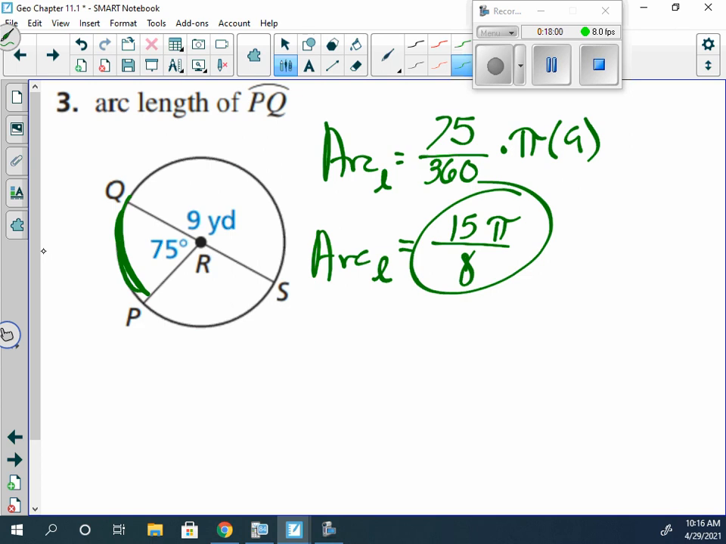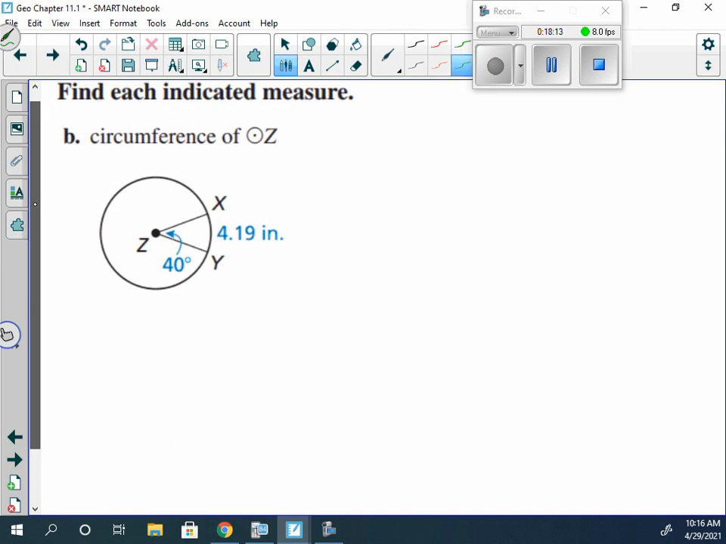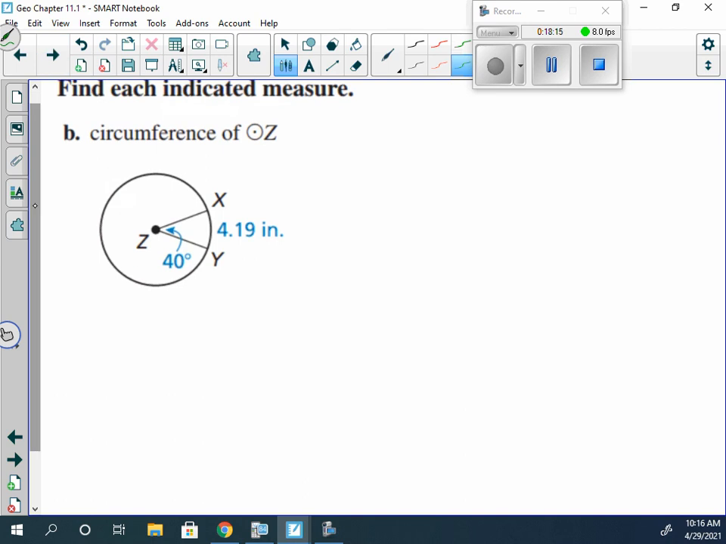Any questions on any of this here? Do we feel comfortable with this here? Okay. Well, now they changed it up a little bit because they're not wanting us to find what the arc length is. They want us to find what? They want us to find the circumference, yes?